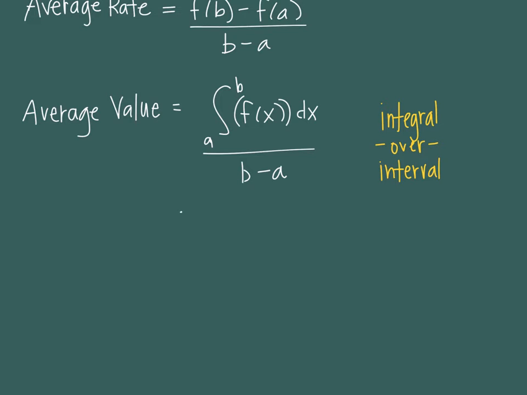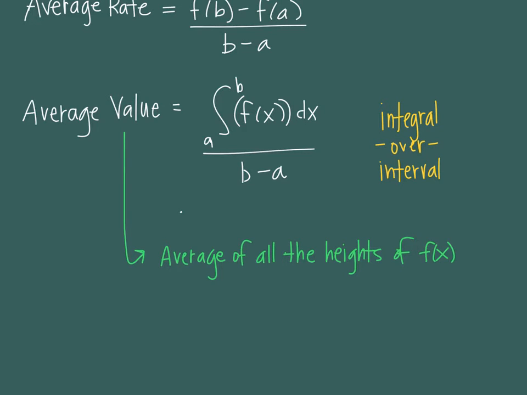Let me help you visually try and understand what that is. The average value is the average of all the heights in a function over a certain interval. It would be like if we drew a picture and we made super, super skinny rectangles, all of them one sliver wide, and we found the heights of every single rectangle and averaged them all together. That's what the average value would be.